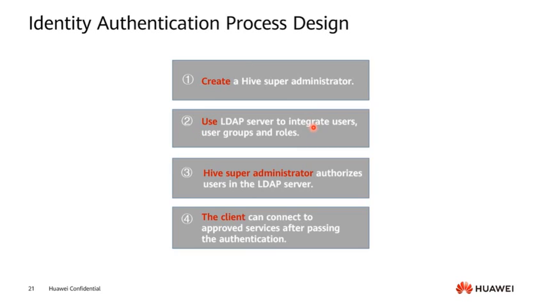This is simple and relatively easy to understand. Take Hive as an example as well. The first step is to create a Hive super administrator who has the authority to do management jobs. Then, use LDAP server to integrate users, user groups, and roles under the supervision of the super administrator. Thirdly, Hive super administrator helps to authorize users in the LDAP server. After giving authorities, finally, different users can connect to approved services after passing the authentication via the client now.